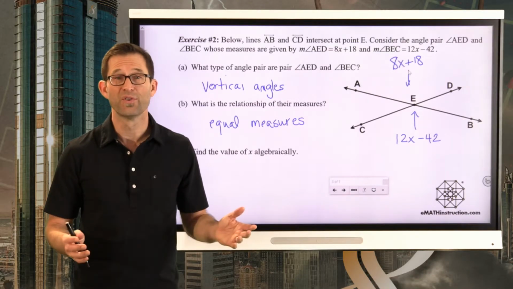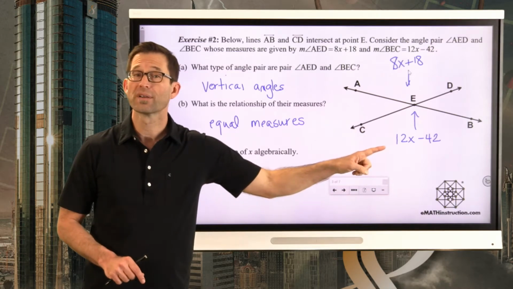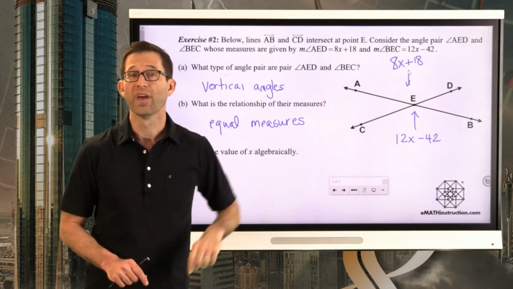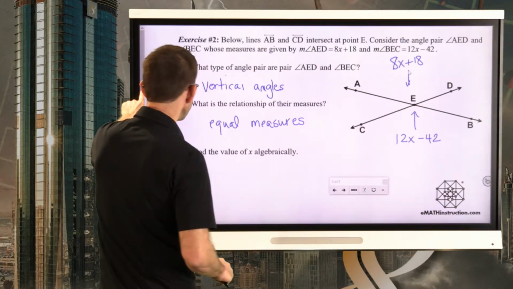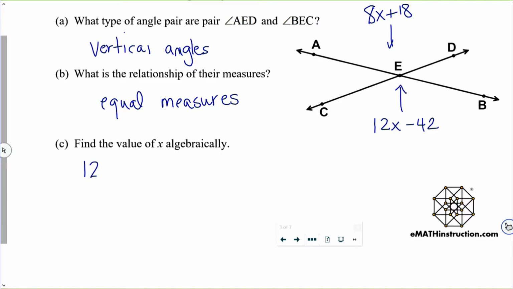All right, well, if the two angles are equal in measure, then it's pretty straightforward. I'm going to set 12x minus 42 equal to 8x plus 18. Let's do that. 12x minus 42 is equal to 8x plus 18. Nice equation with variables on both sides. I think I'm going to move the x's first. I'm going to subtract an 8x from both sides.